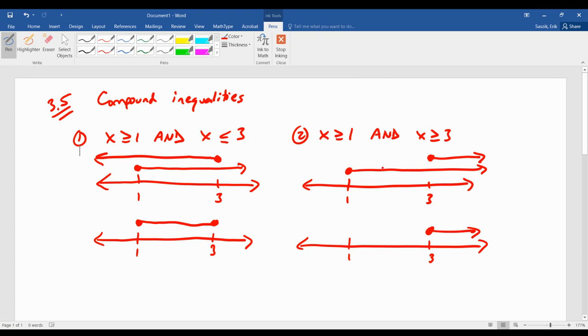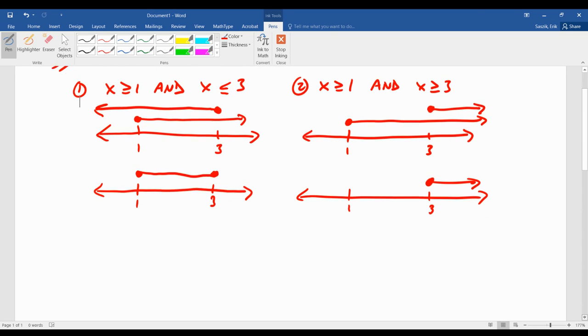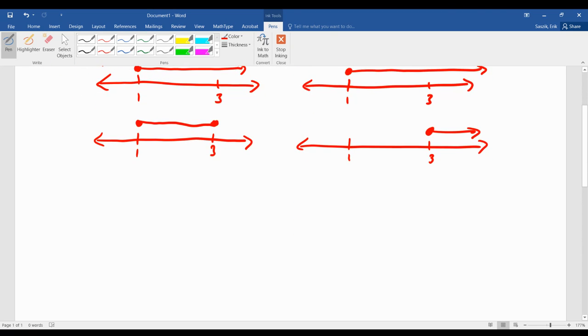Because down here you only have 1, down here you have nothing. So you're looking for the zone where you have both of those lines. Okay?